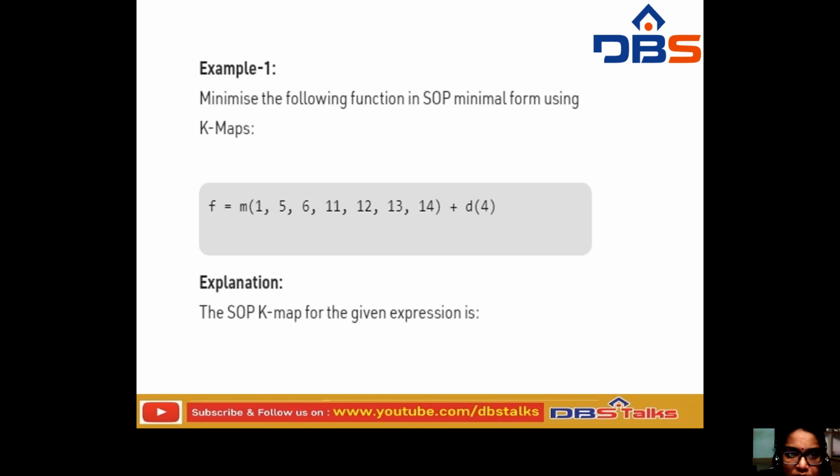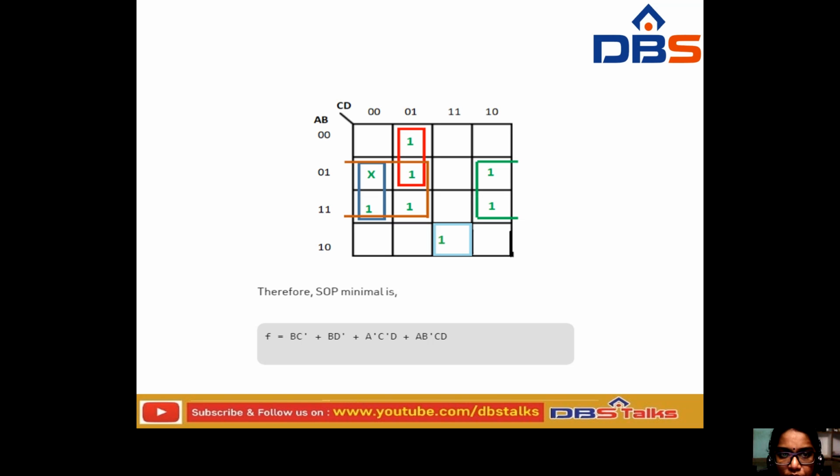Now let us see the next figure. See, this is the first one. This should not be considered.